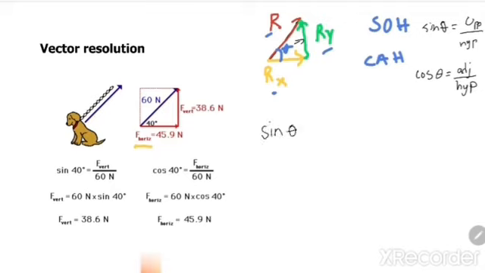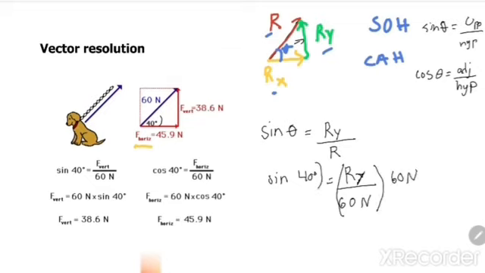So, sine theta equals opposite. ry is the opposite. The hypotenuse, of course, is r. That's given. So, theta is 40 degrees here. ry is the unknown. R is 60 Newtons. It's no longer kilometers because it's a force, the force you apply to the dog's leash. In order to isolate ry, I need to multiply both sides by 60 newtons, because I have to cancel this. So, 60 sine 40. 60 times sine 40 is 38.57 Newtons. So that's ry.